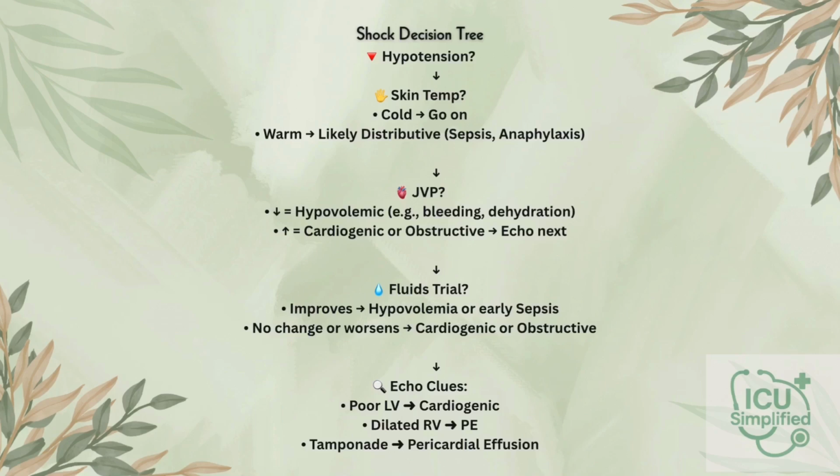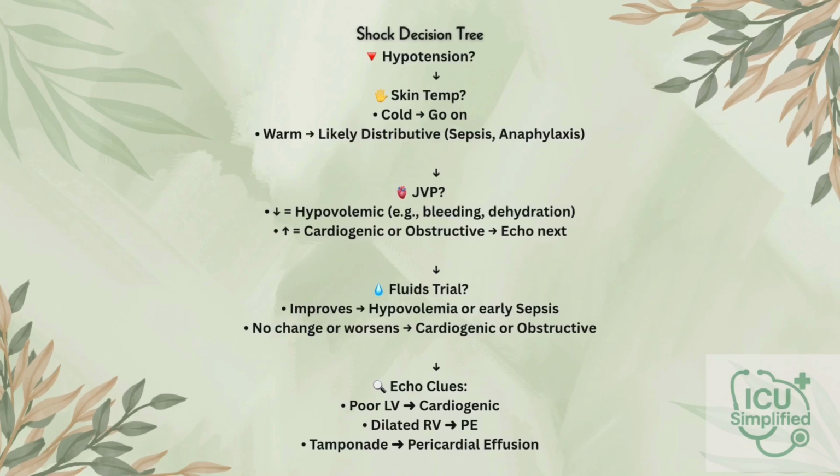So if there is a patient with hypotension, you have to go for the skin temperature. If it's warm, then it might be distributive, that is sepsis or anaphylaxis. If it's cold, JVP low means hypovolemic, and there will be relevant history of bleeding, dehydration. Cardiogenic JVP will be high, in obstructive JVP will be high. Then we'll go to echo if JVP is high.